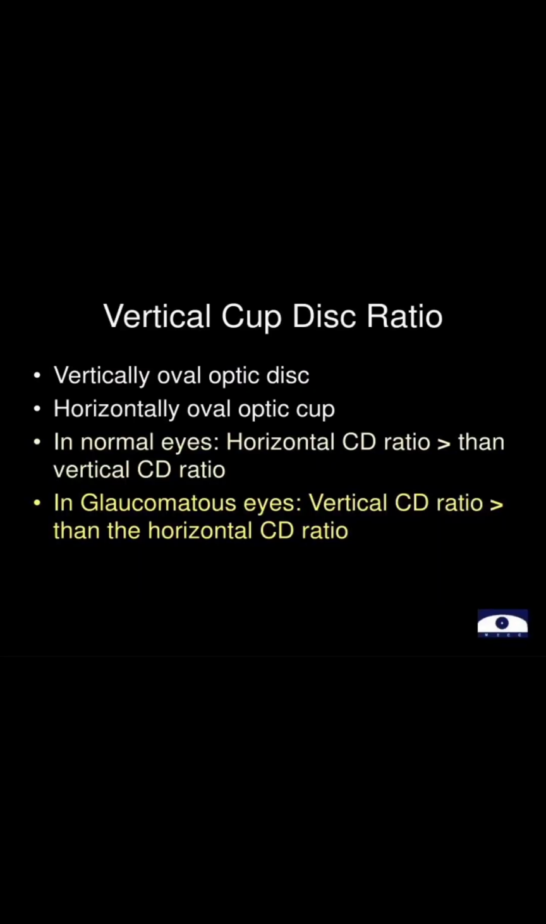Next is the vertical cup disc ratio. In normal eyes, the horizontal CD ratio is more than the vertical CD ratio. In glaucomatous eyes, the vertical CD ratio is more than the horizontal CD ratio.